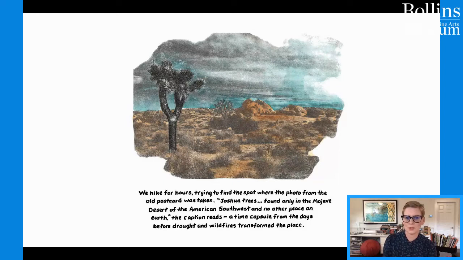Here's an example of one of the images paired with the text, and it says, "We hike for hours trying to find the spot where the photo from the old postcard was taken. Joshua trees found only in the Mojave Desert of the American Southwest and no other place on Earth," the caption reads. "A time capsule from the days before drought and wildfires transformed the place."